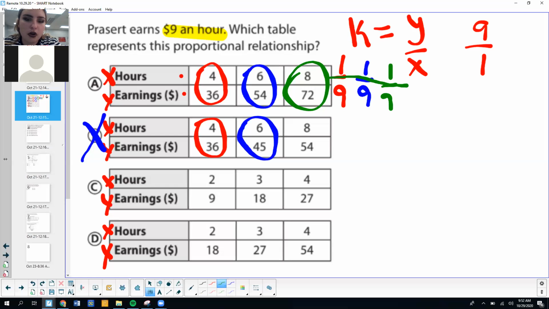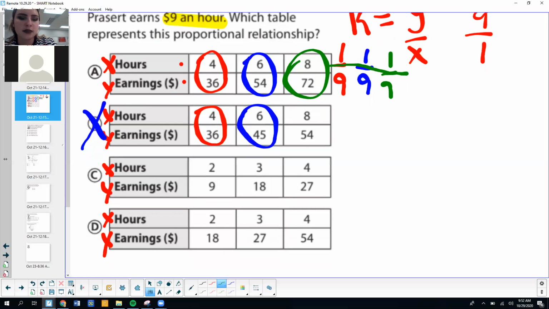All right, so we already found out that B is not an answer. I want to just rule out my C and my D answers. So 9 divided by 2. So I'm looking at this one right here. That one I can already tell I should get 9, but I'm going to take 9 divided by 2. That gives me 4.5, so that's already not an answer.